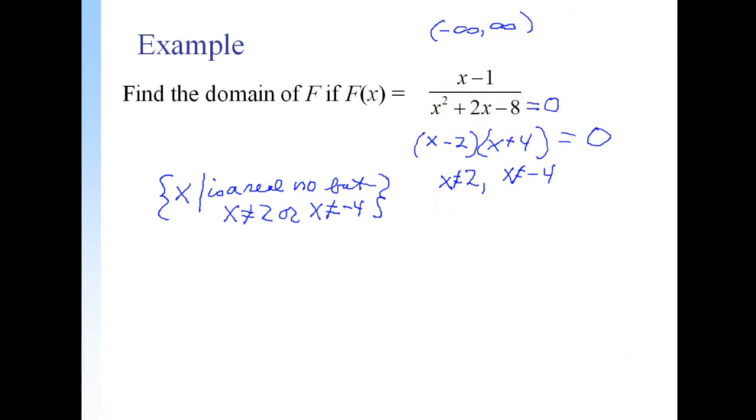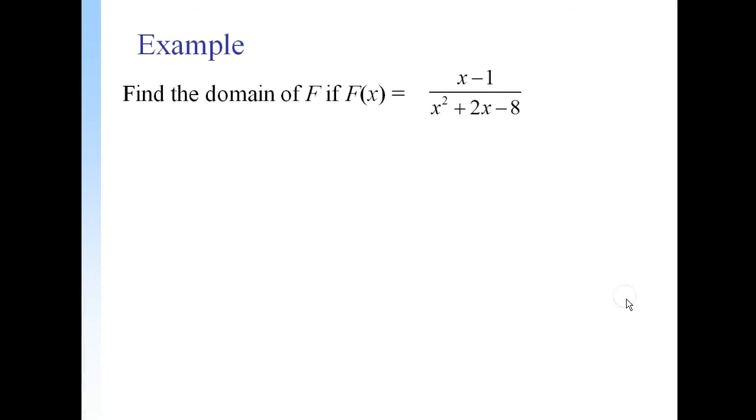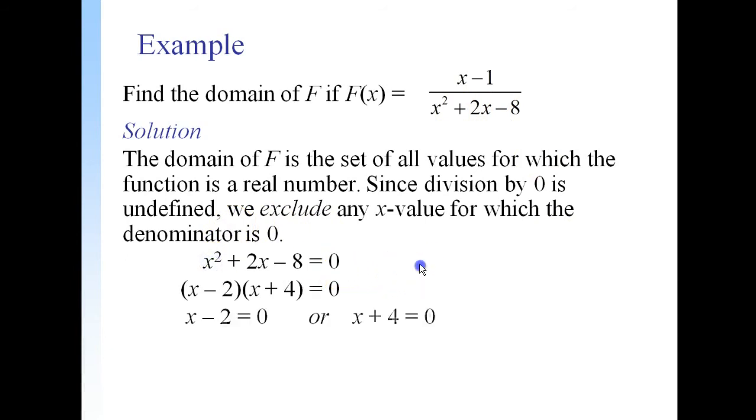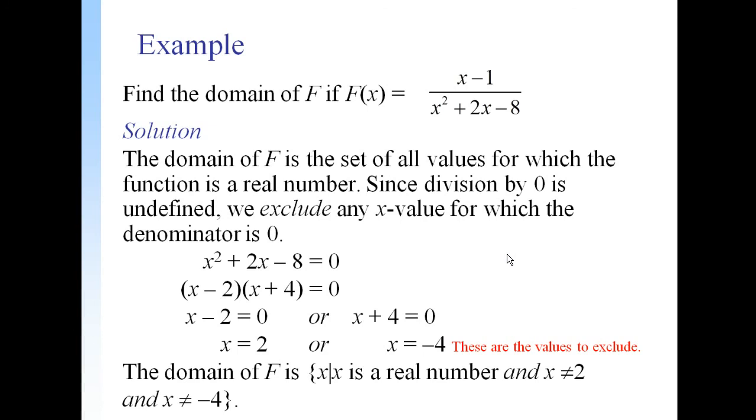Okay, I probably should have looked at what they had here. Okay, that's what they're saying. They're going to exclude any values of x that make the denominator a 0. So you put the denominator equal to 0, you factor it, and these are the values that you will exclude. Oh, good. I had it right. All right, that winds us up.